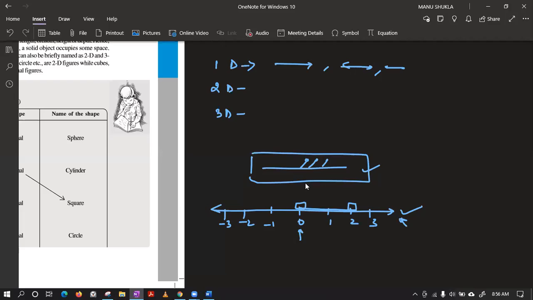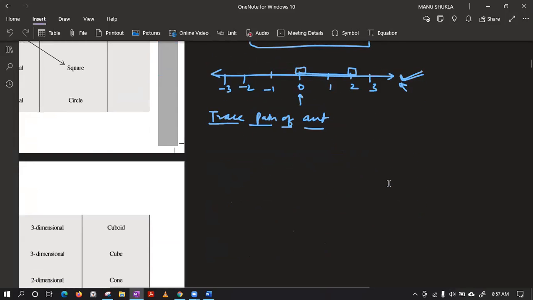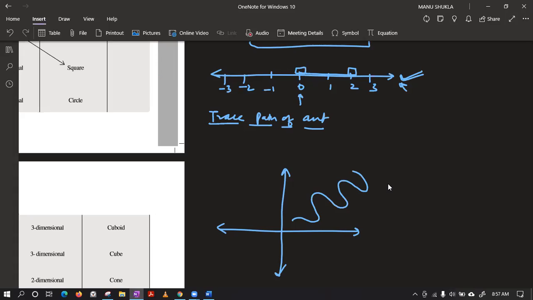Now, suppose you have to trace the path of an ant. Can you use a single number line for that? If you want to trace the path of an ant moving on the ground, can you use a single number line? No, because we know that ants can travel in any direction on the ground. So we need two axes. We need two axes to find where the ant is right now.